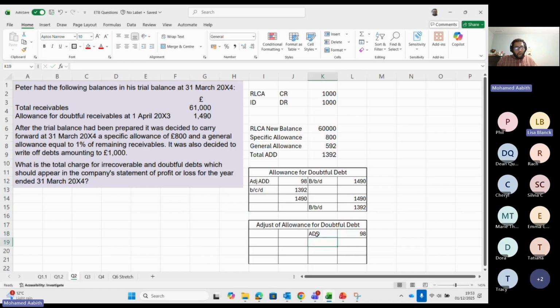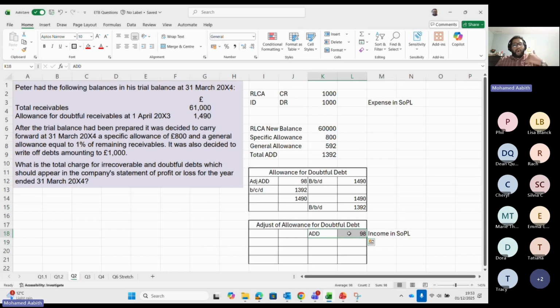So what we now know though, there is an expense. This one will go as an expense in SOPL, but this £98 will be going as an income in SOPL because we are reducing our liability. This is a credit entry into my statement of profit and loss. This is a debit entry. This will go on the debit side of the trial balance. This will go on the credit side of the trial balance. In turn, they will be remaining on the debit and the credit side of my statement of profit and loss as well.